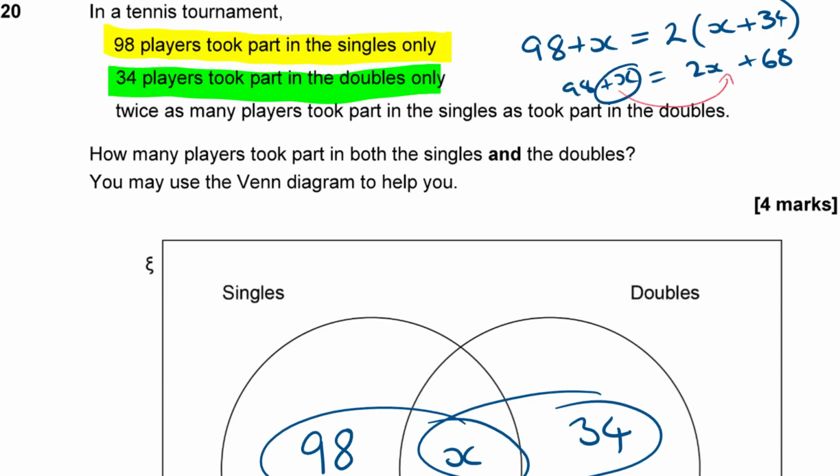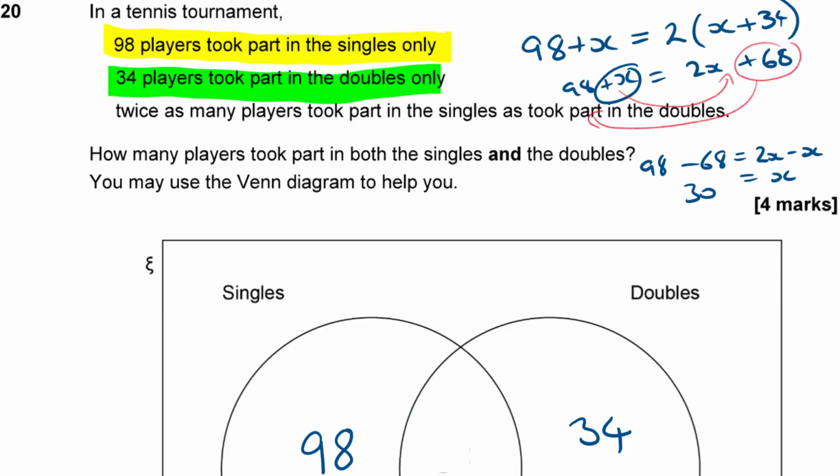Taking that x over to this side and taking that 68 over to here, I'm going to get 98 subtract 68 is equal to 2x subtract x. 2x subtract x is just x, and 98 subtract 68 is 30. So that tells me that in the middle here I've got 30. So x was equal to 30, wasn't it?